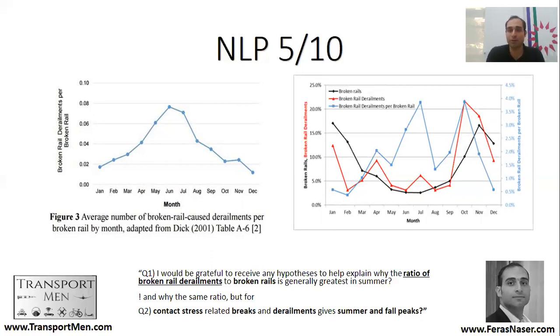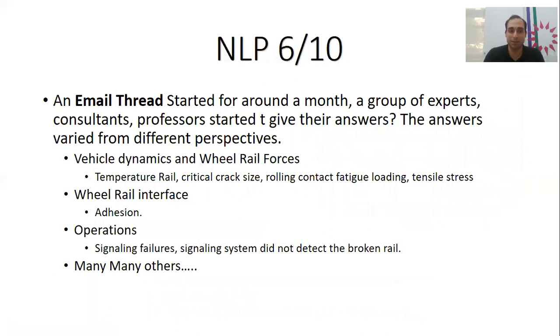So he threw these questions, and an email thread started, and in that email thread, people started answering based on their experience. The answers came from different perspectives. People talked about vehicle dynamics and wheel rail forces. They talked about temperature, rail critical crack size, rolling contact fatigue loading, tensile stress, and many other parameters. Some people talked about the wheel rail surface interface, like adhesion. Others talked about vibrations.